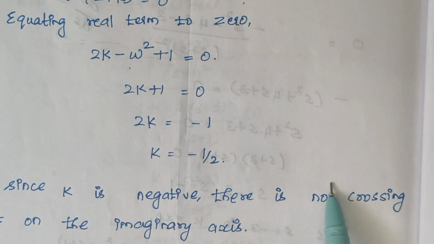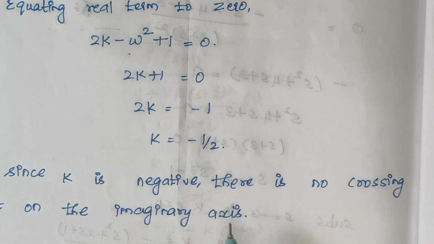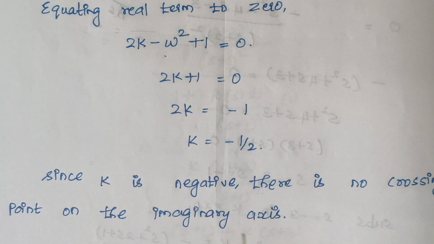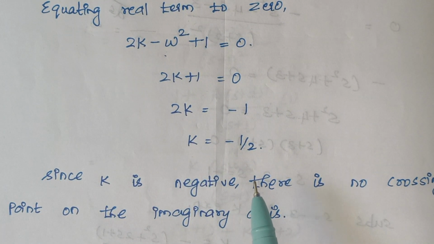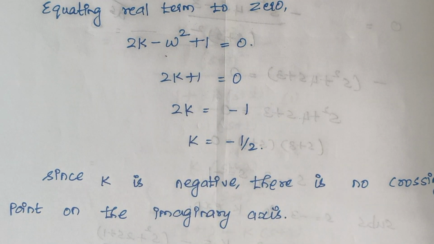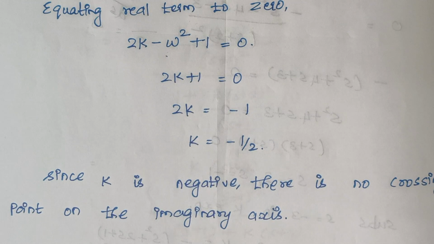Right, since the value of k is negative, there is no crossing point on the imaginary axis, right? If the value of k is positive, then there is a crossing point. Since the value of k is negative, there is no crossing point on the imaginary axis.